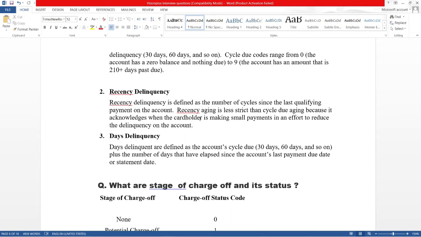Day delinquency is defined as the account's cycle due, like 30 days, 60 days, and so on, plus the number of days that have elapsed since the account's last payment due date or statement.